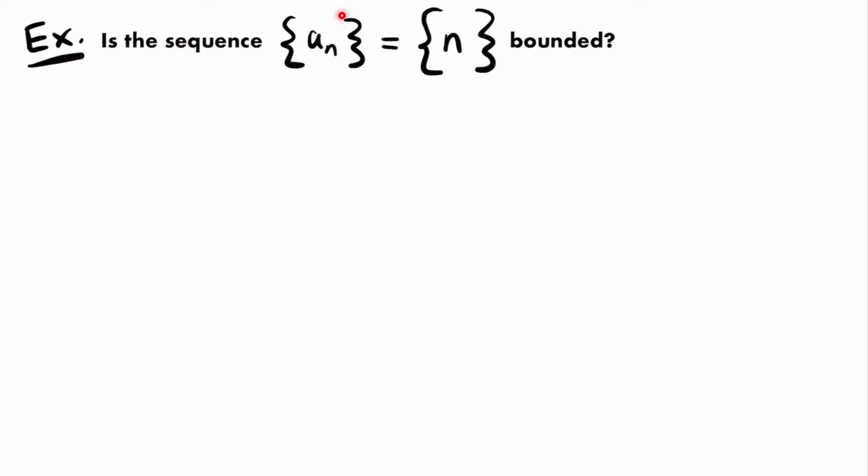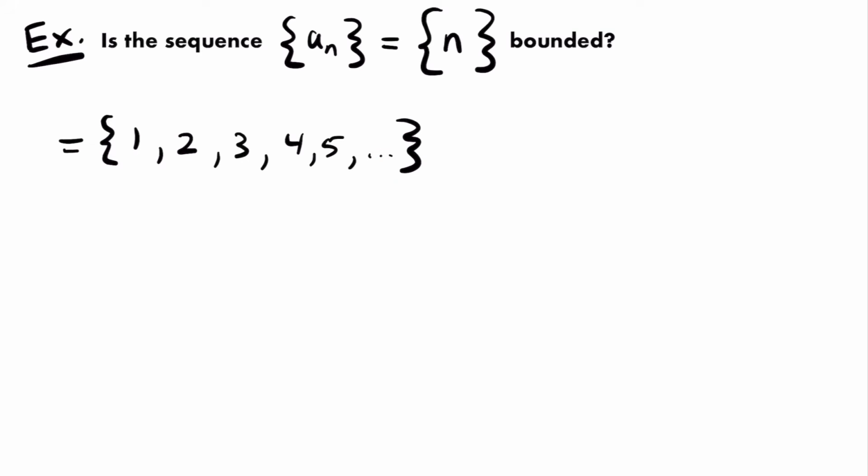Okay, so here's our first example. We want to know, is the sequence a sub n equal to n bounded? The first thing you want to do is just determine some of the terms of your sequence. Now this one's pretty easy. The sequence is just n, and so our terms would look like this. A sub 1 is 1, a sub 2 is 2, a sub 3 is 3, and then this would continue on forever. We're just increasing by 1 each time, so this is a pretty simple sequence.